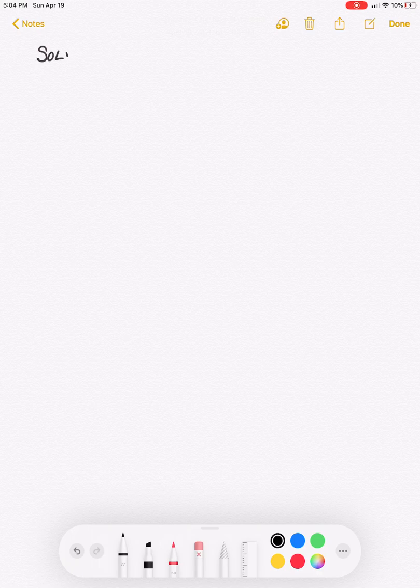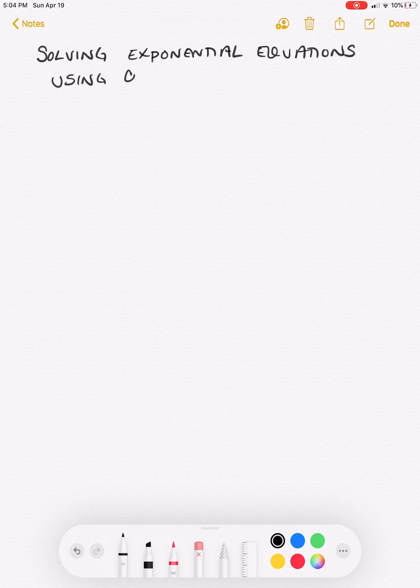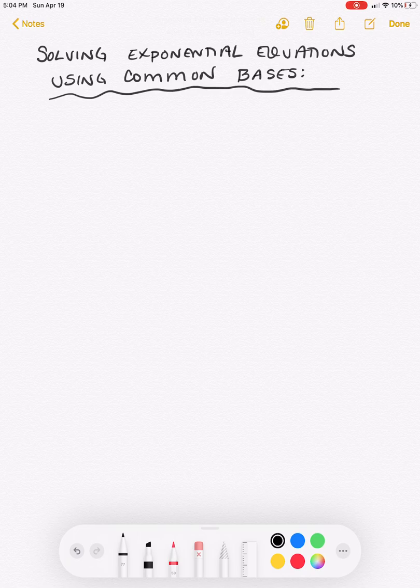Title the top of your notebook, Solving Exponential Equations Using Common Bases. This is one of two ways to solve exponential equations. This is a really nice way to do it. It's going to be the easier way. The problem is it just doesn't always work. You can't always get common bases. The other way is going to be logarithms, which we will learn, I believe, next week.